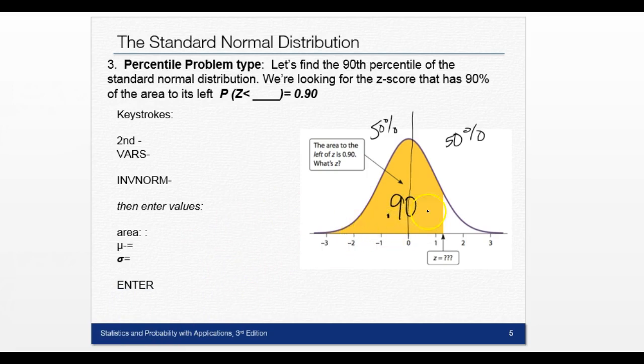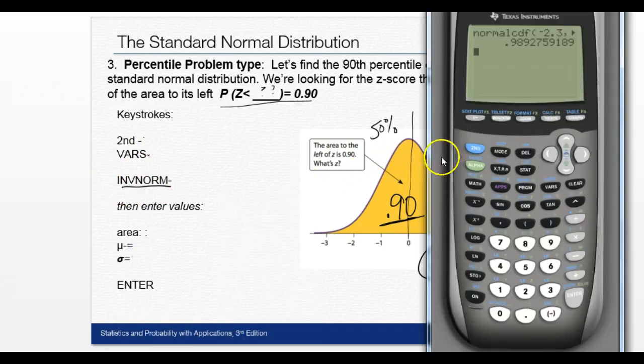So if you realize that the shaded area is 0.9 or 90% of the whole curve, we need to know, what is the z-score right here? That is our goal. So our notation looks a little different. Probability that z is less than something, this is our unknown, equals 0.9. We have a function on our calculator that does that for us. So we hit second, vars, and it's called inverse norm. Inverse norm is number 3.